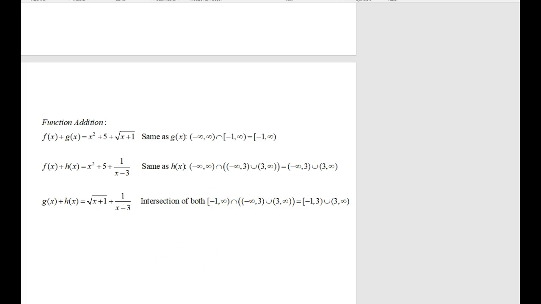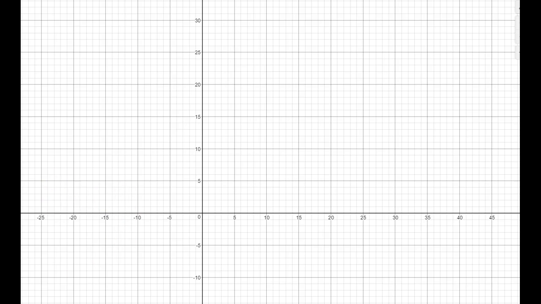So I'm going to go back over here to my graph. There's g of x, there's h of x. So the graph of their sum is not going to include anything to the left of -1, and it's not going to include x equals 3. So I'm going to turn those off. And here's that graph. Notice that it starts at -1. There's nothing to the left. It starts at -1 and goes to the right. It does not include x equals 3 because there's that asymptote, but it includes all real values to the right of 3.